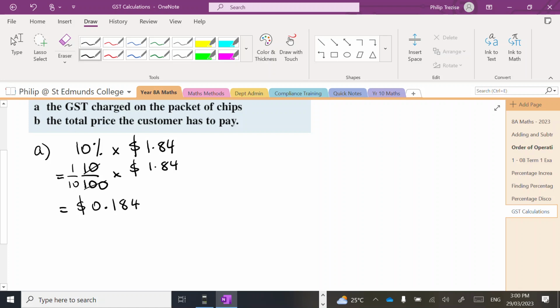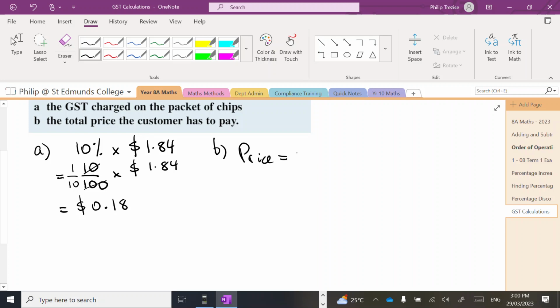18.4. Now, it's not sensible to have a fraction of a cent. So that 4 there would round down and it would be 18 cents worth of GST. That's how much goods and services tax there will be. Then we have to find the total price that the customer pays.